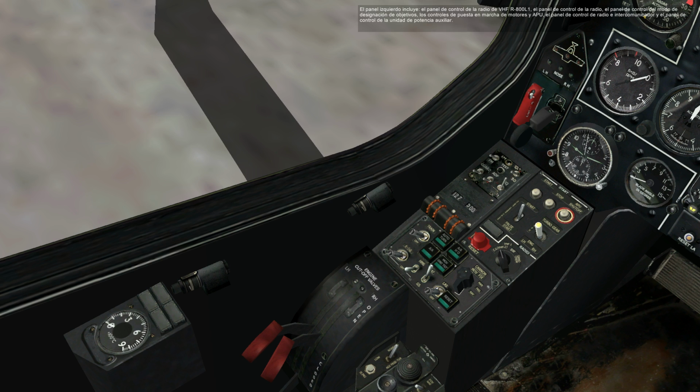The left panel includes the R800L1 VHF radio control panel, targeting mode control panel, engine and APU startup controls, radio intercom control panel, and the auxiliary power unit control panel.